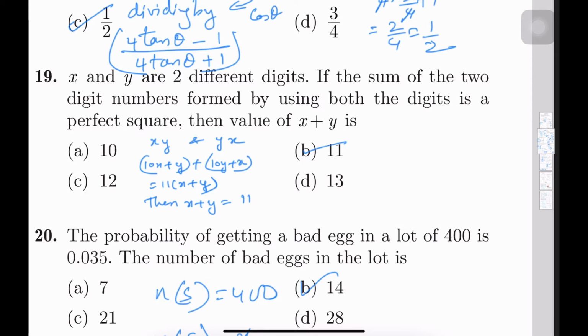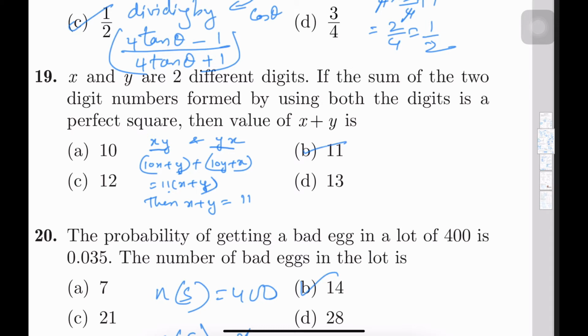So here you can write the sum of the two numbers as 10x plus y, if you take this as the first digit and this as the other digit, plus 10y plus x. If you add 10x plus x, you are getting 11x. Y plus 10y, you are getting 11y.